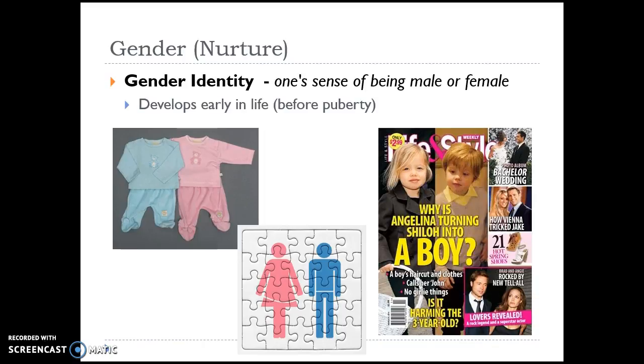And then when a person's gender identity doesn't match up with what society thinks should be their gender, that starts to confuse people. You can see that with the magazine cover here on the right. That's Angelina Jolie's child, Shiloh, and that's an old magazine cover. She's older than that. But there was this huge outcry when her child started dressing like a boy. I don't know what Shiloh's gender identity is and how she perceives herself, but people really got upset about it, which is kind of silly. The thing to take away from this is that your gender identity is your own sense of being male or female, and it may or may not match up with what society sees you as being.